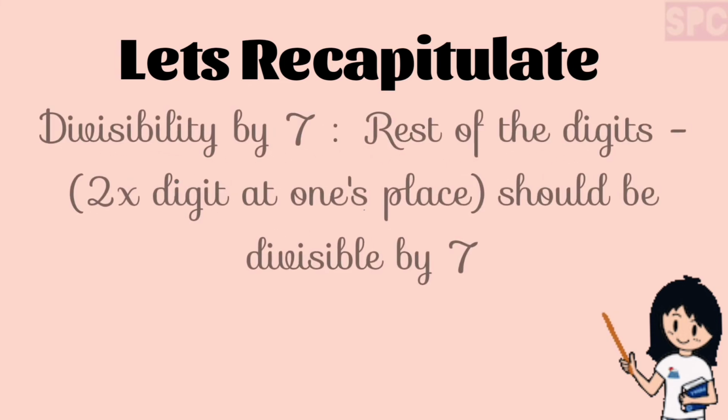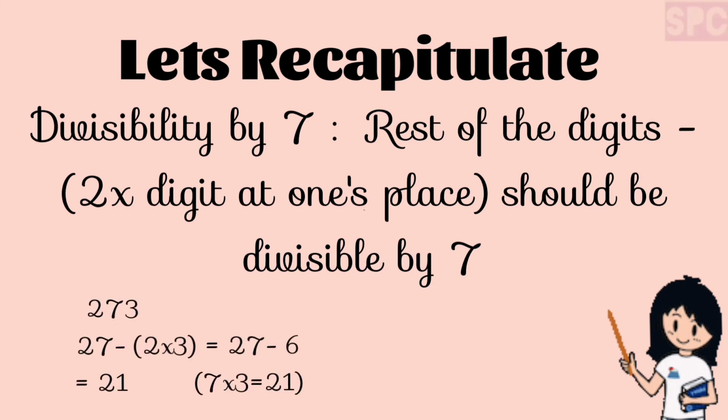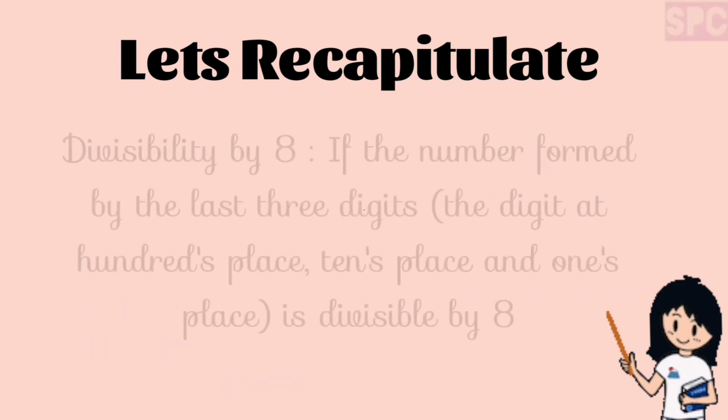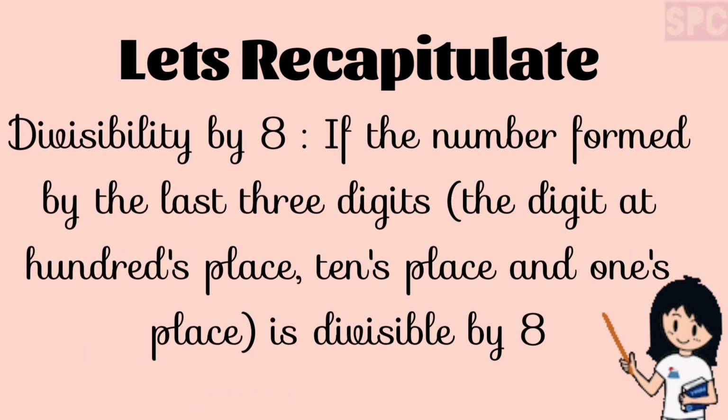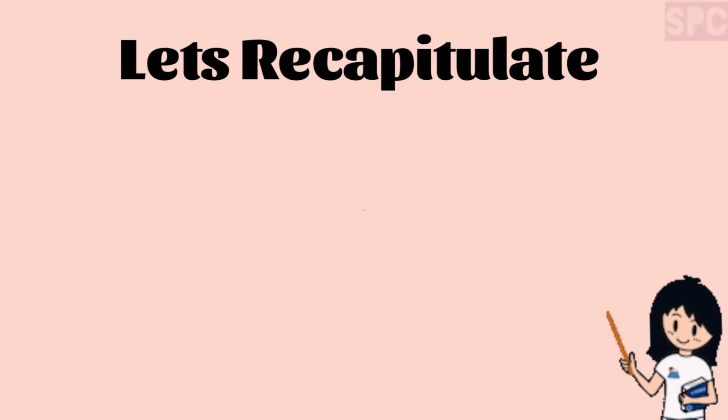To check if the number is divisible by 7 or not, the condition was the number which is formed excluding the last digit, minus 2 into the last digit. That number should be divisible by 7. And here the last digit means the digit at one's place. Next is divisibility by 8. It is also very simple. Just we have to check the last 3 digits. If the number formed by these 3 digits is divisible by 8, then that number will also be divisible by 8.